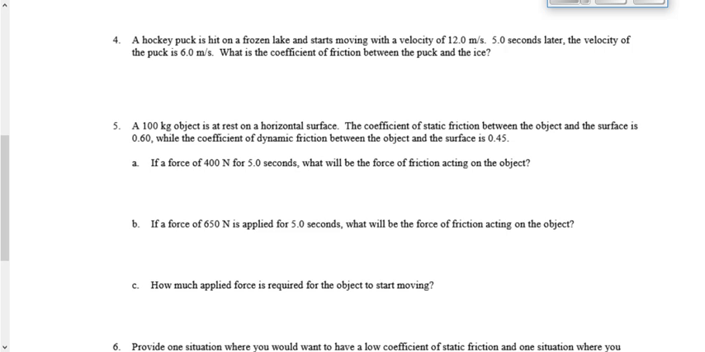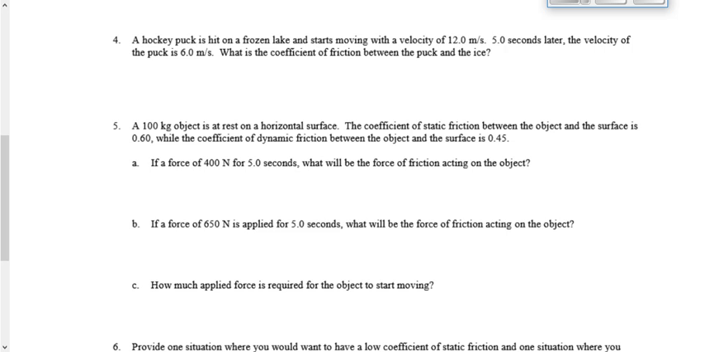No relevance whatsoever. If 400 newtons is enough to move this object, then 400 newtons will move this object in 1 second or less. We don't need 5 seconds or 10 seconds or 5 minutes to move this object. If it's going to move, it's going to move. So the time is irrelevant. The time doesn't matter at all.